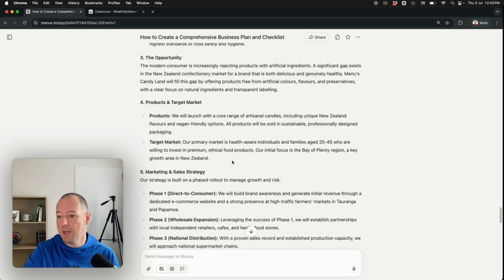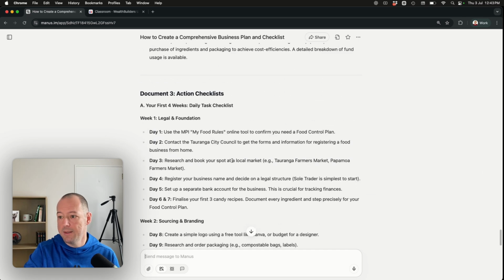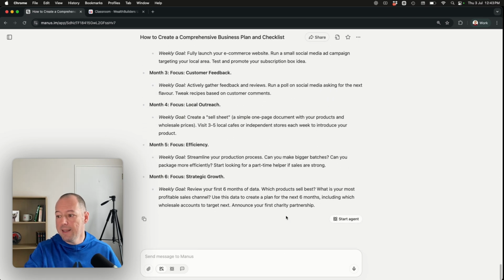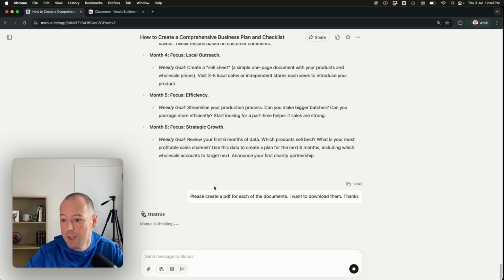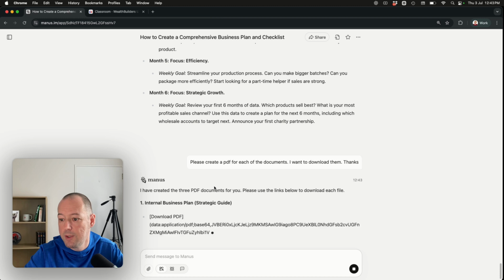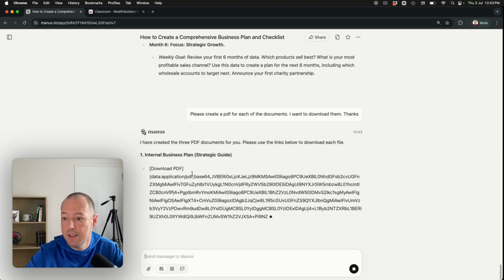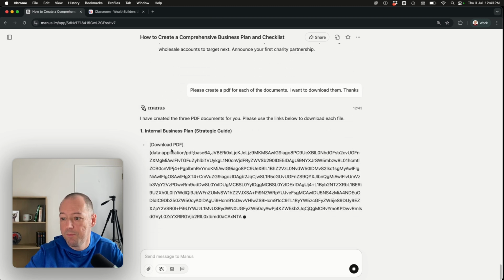This is the external business plan, and this is my checklist. Now, I don't like what's produced so far, because it's all in the conversation in the chat. Please create a PDF for each of the documents. I want to download them. Thanks. So now it should actually put this into PDFs. So you can see I can download it here.